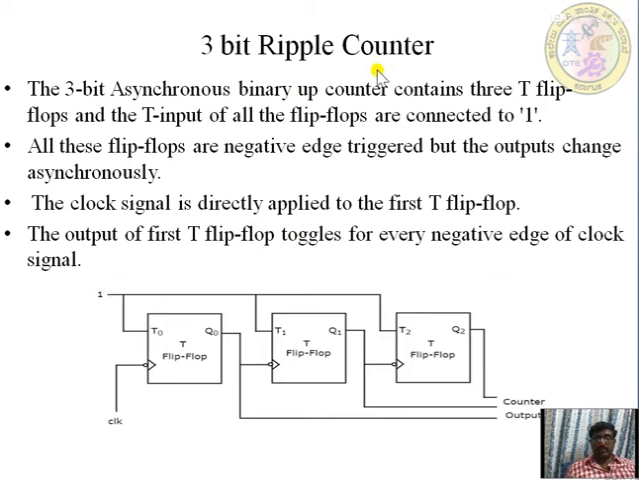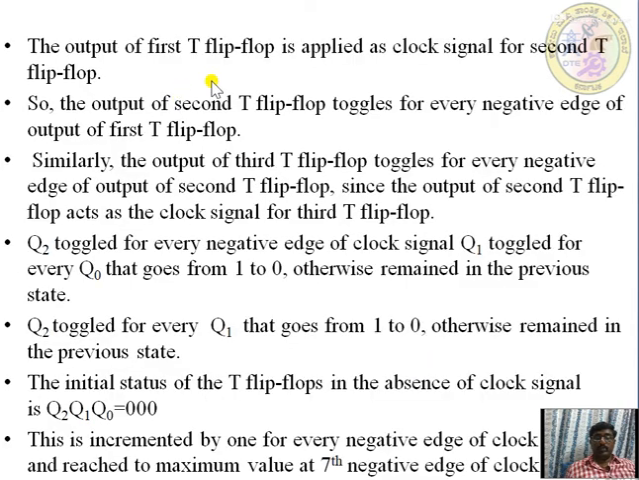In the 3-bit ripple counter, we connect 3 flip-flops, and all the T inputs, T0, T1 and T2, are connected to the logical value 1. Only the first flip-flop is given the negative edge clock. The output of the first flip-flop, Q0, acts as the clock to the second flip-flop, and the output of the second flip-flop, Q1, acts as the clock to the next flip-flop.